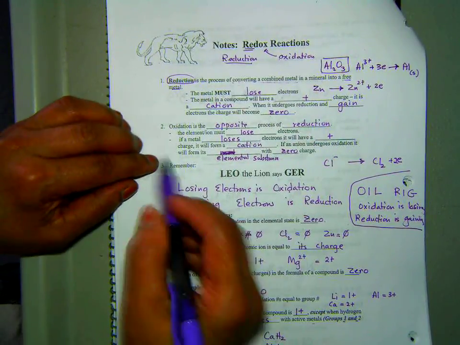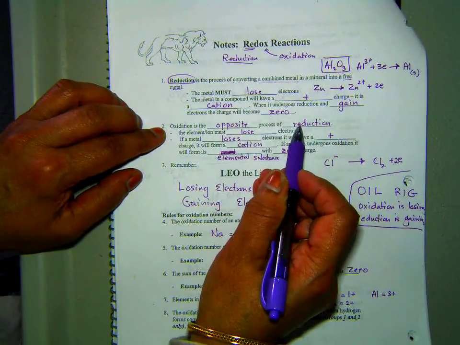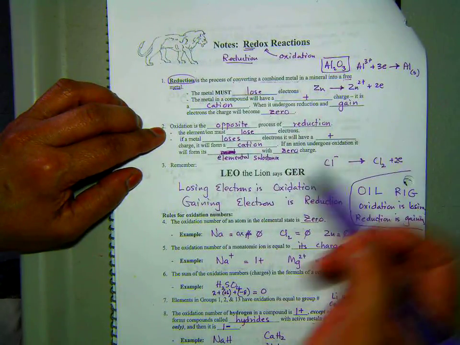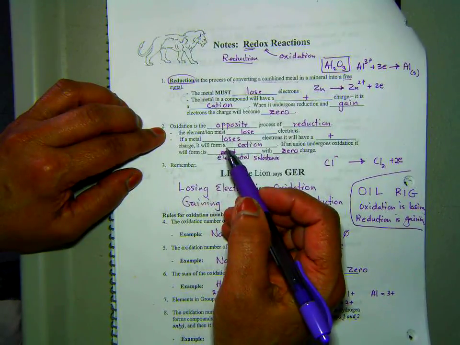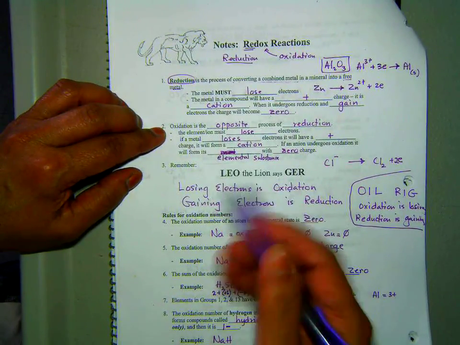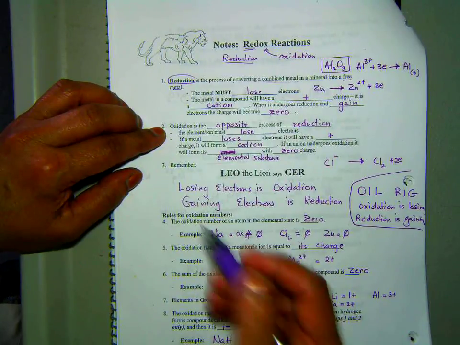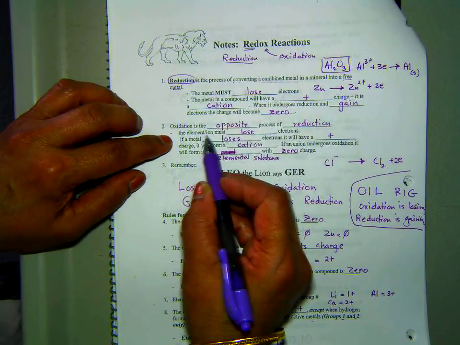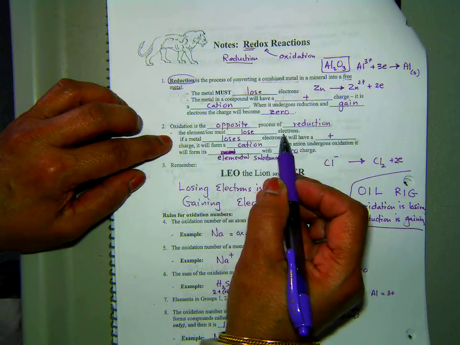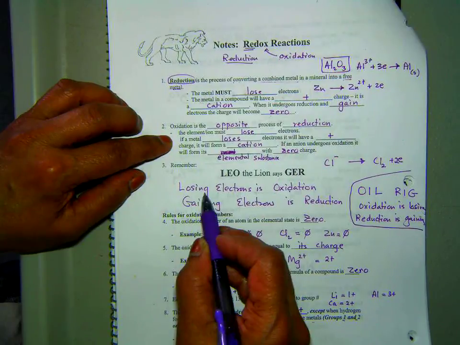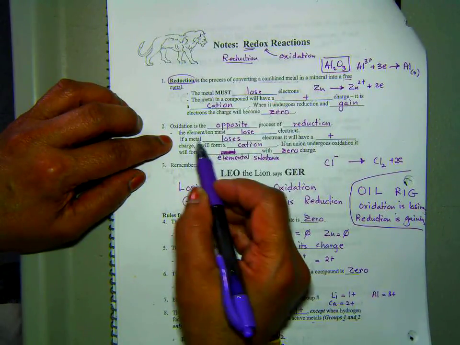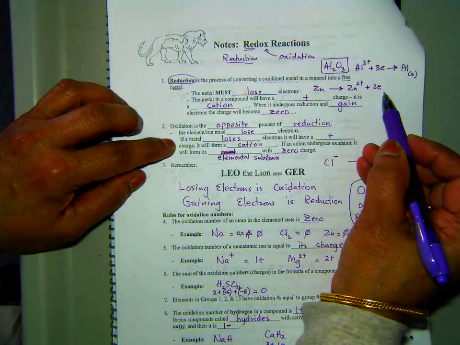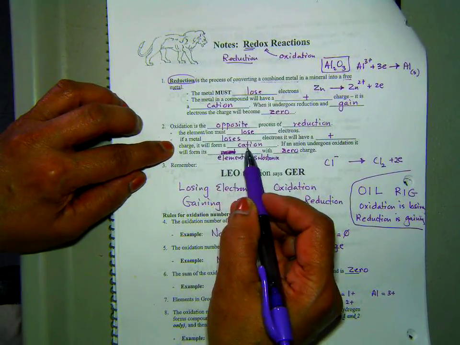Oxidation is the opposite process of reduction. Now in a process, both oxidation and reduction must happen simultaneously. Reduction cannot happen without oxidation happening with another element. So oxidation is the opposite process of reduction. The element or ion must lose electrons. Oxidation means losing electrons. When it loses electrons, it will have a positive charge. That's what this means. It will form a cation. We call this the cation.